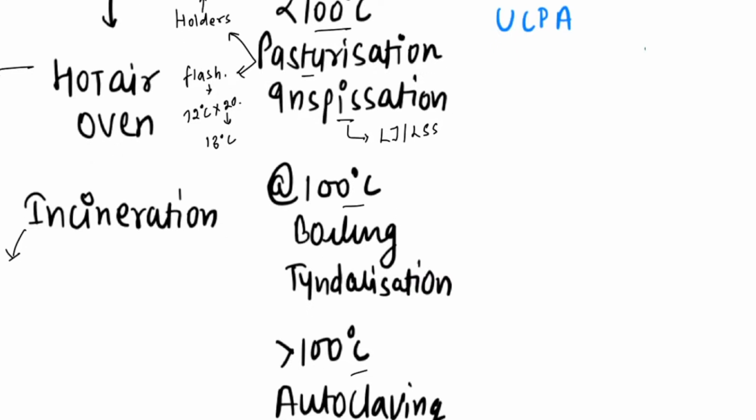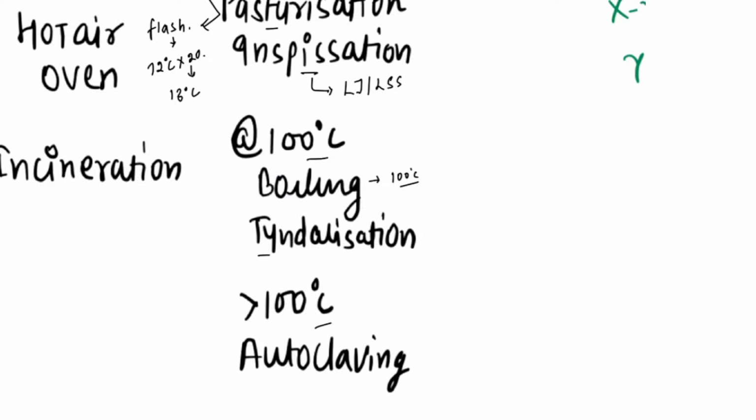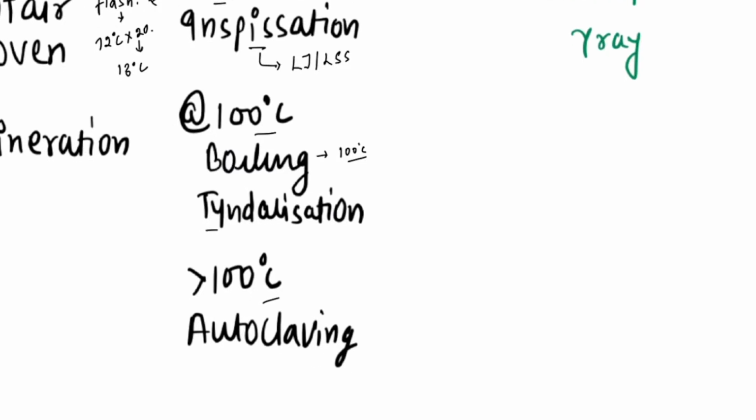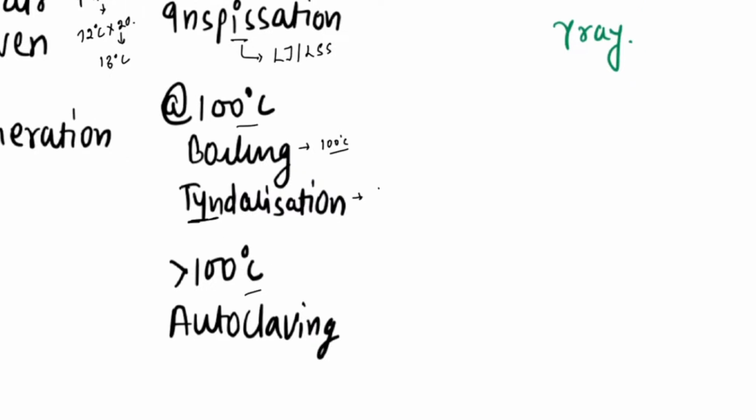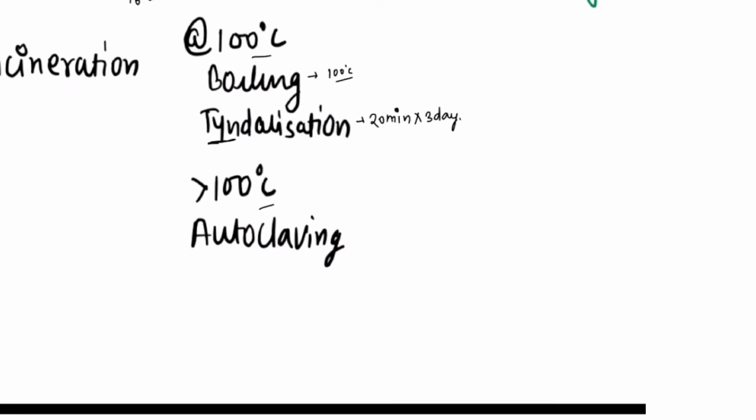Then we will be having 100 degrees Celsius. We can do boiling at 100 degrees Celsius, but this will not kill the spores. For spore killing, we can do tyndallization. Remember, tyndallization is done for 3 days. We give a temperature of 100 degrees Celsius for 20 minutes for 3 consecutive days. That would be tyndallization.